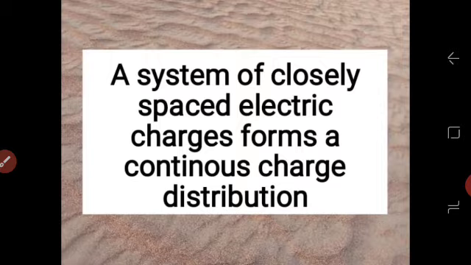A system of closely spaced electric charges forms a continuous charge distribution. So we have electric charges spread uniformly over a material, and these closely spaced charges form a continuous charge distribution. Now when we talk about distribution, it can be either one dimensional, two dimensional or three dimensional.